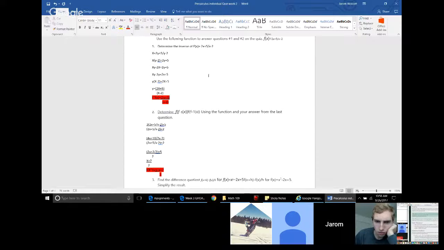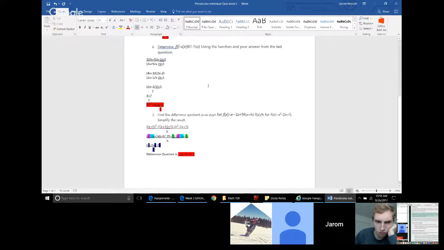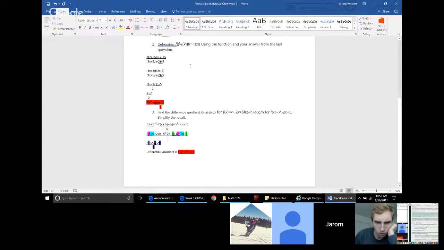Number 3 is really weird. But you replace x plus h in for x. So that would be x plus h squared minus 2 parentheses x plus h plus 5, and then you do minus x squared minus 2x plus 5 all over h. And then you FOIL everything out.